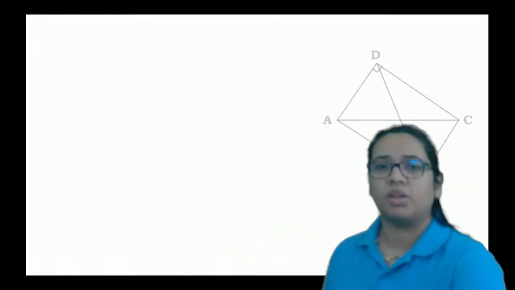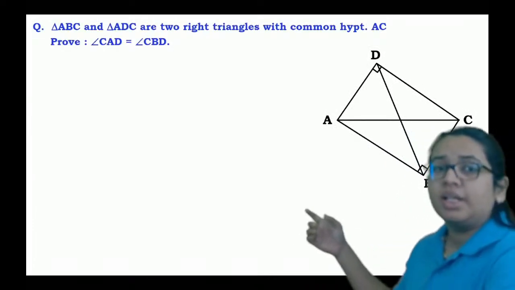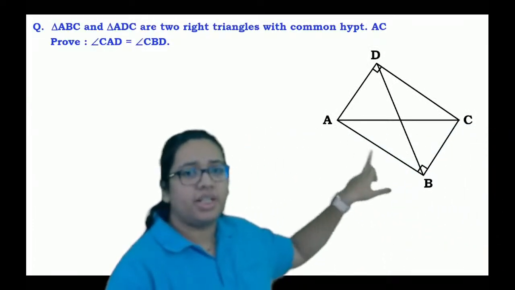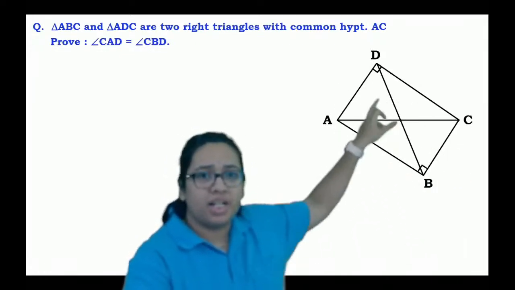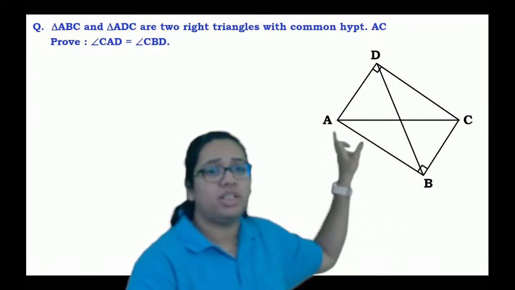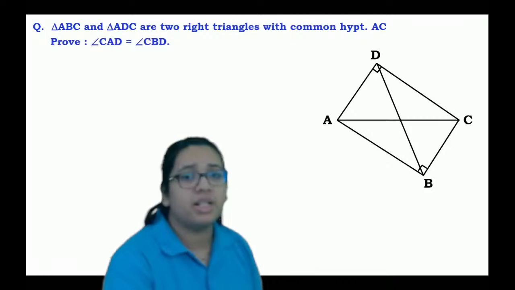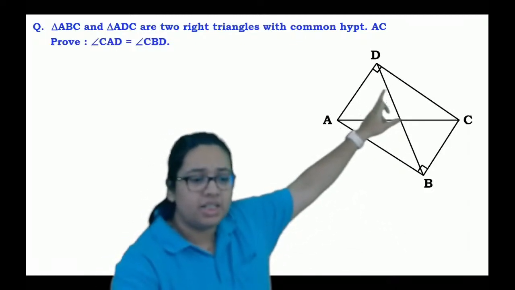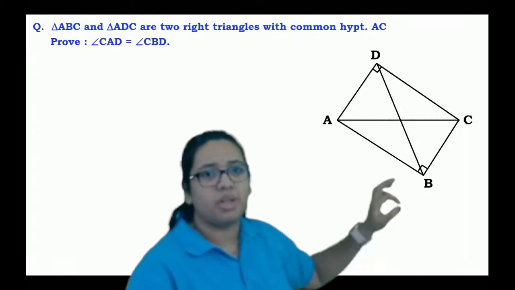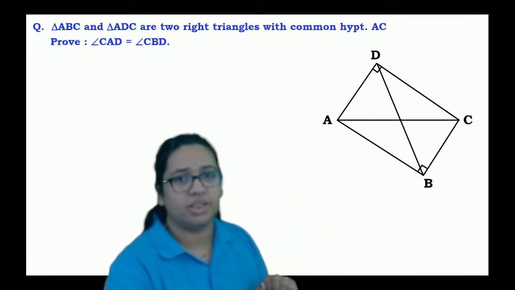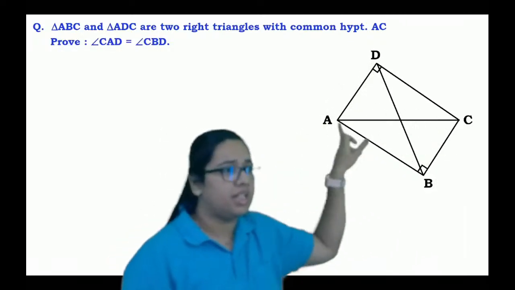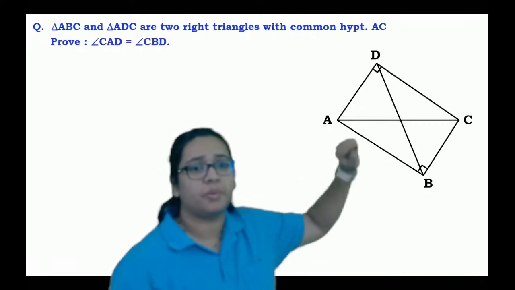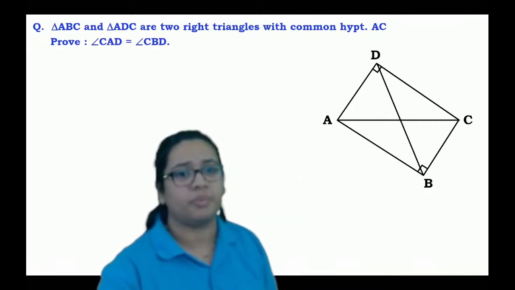See. The next question is: triangle ABC and triangle ADC are two right angle triangles with the common hypotenuse AC. Then prove that angle CAD is the same as angle CBD. Getting this one? What you have to prove? That CAD is the same as CBD. Okay.